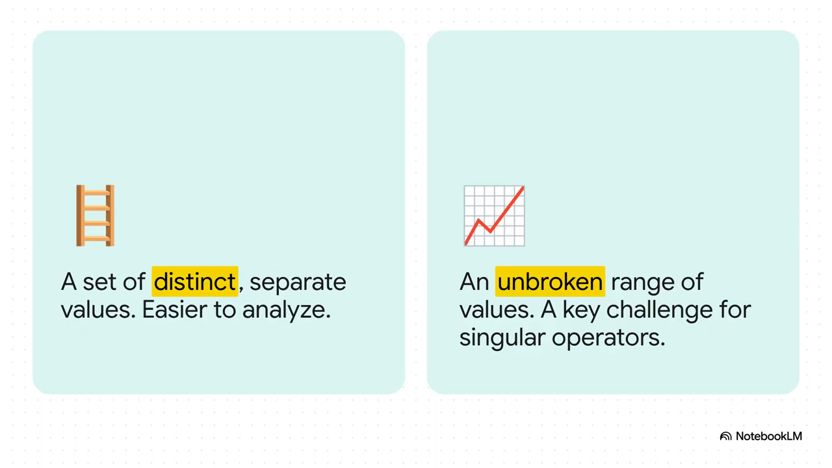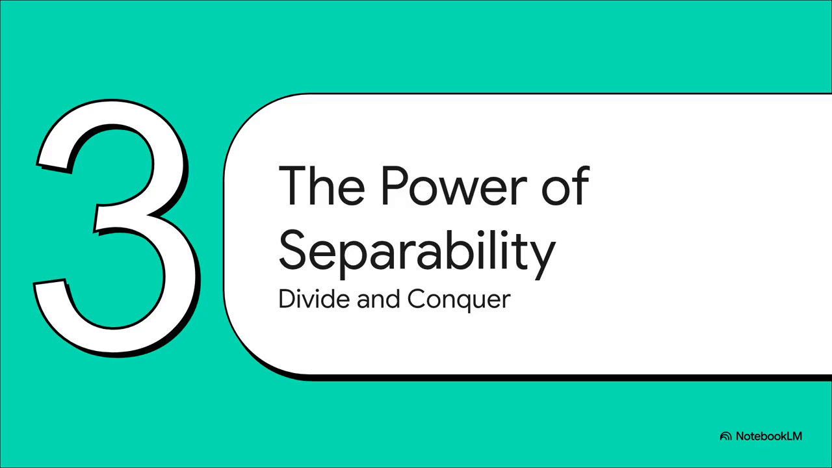But the tricky operators in quantum mechanics often have a continuous spectrum. It's not a ladder, it's a ramp, a smooth, unbroken smear of possible values. And that, as this book makes very clear, is way harder to analyze. So if these things are so unbelievably complicated, how in the world do you even start to analyze them?